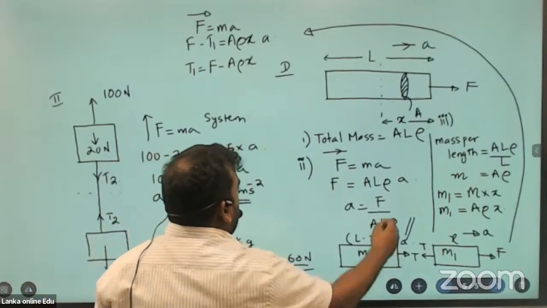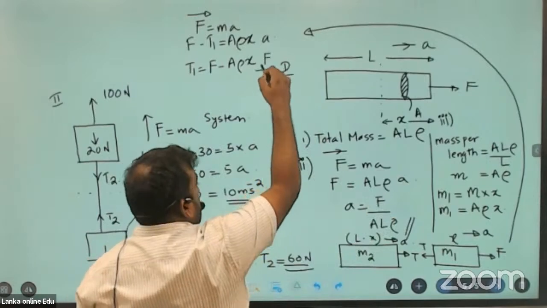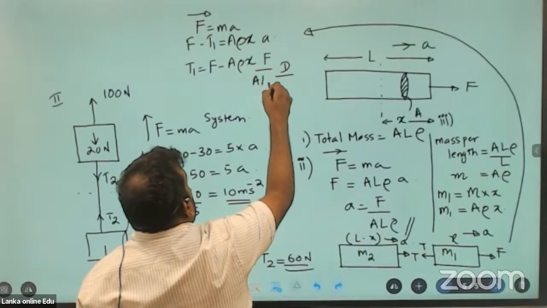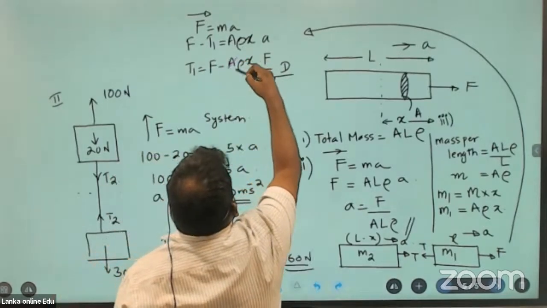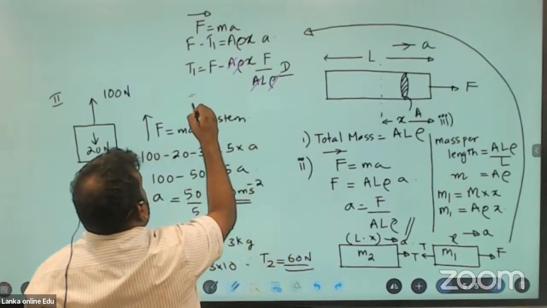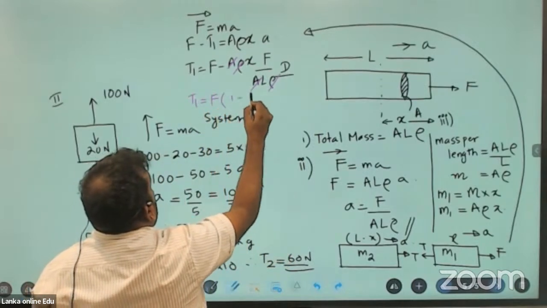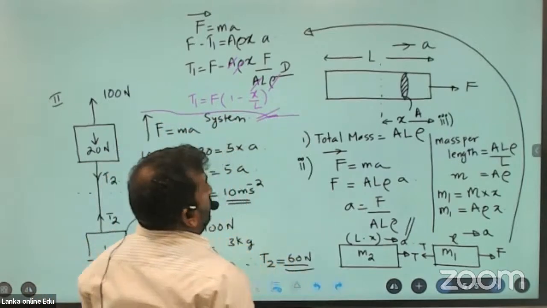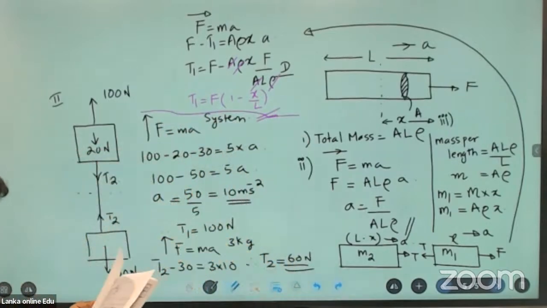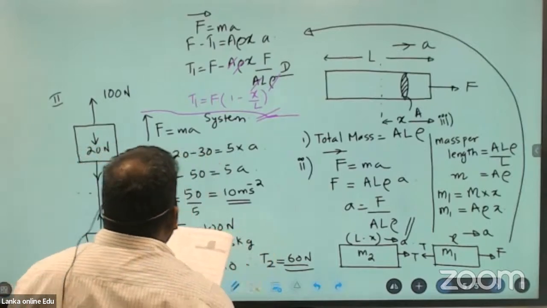Acceleration is what? F divided by A L rho. Simplify this. A rho cancel off. T1, take F out: 1 minus x over L. There you go. Easily we can find. It's not over yet.